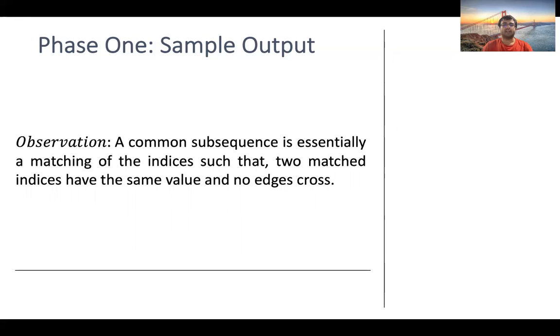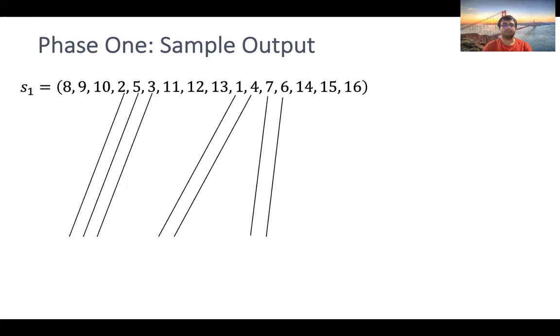First, we observe that a common subsequence is essentially a matching of the indices such that the two matched indices have the same value and no edges cross. This can be seen in the following example. Here, we fix the LCS to be 2, 5, 3, 1, 4, 7, 6, and this is the matching produced. Note that some other set of indices of the subsequence for S star could also have been produced, because S star has multiple occurrences of characters. But now we have decided to fix this particular one, and we will stick to it until the end of the algorithm and of our analysis.